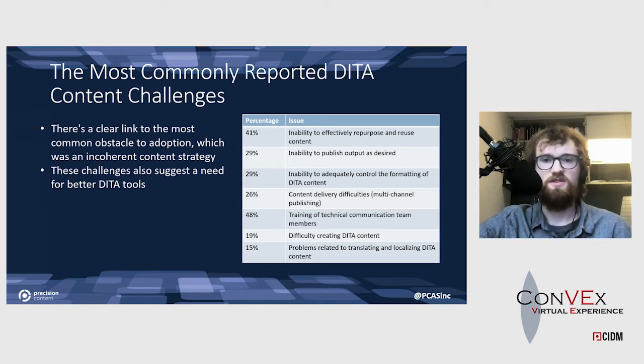The number two issue is the inability to effectively repurpose and reuse content. And this definitely relates to the number one issue with DITA adoption, which was the lack of a coherent content strategy. I'm intrigued by the other issues reported since they relate to publishing, and to me, they suggest a need for better tools for DITA users. I know our company, Precision Content, is working on tools for easy ways to convert DITA documents to Word, PDF, or other outputs. But this is certainly an area of opportunity for other companies who want to create new DITA products as well.